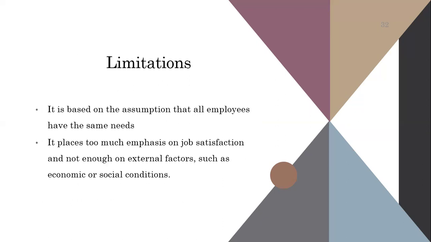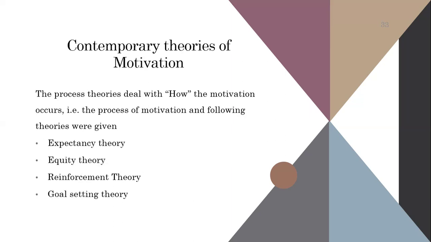So we have discussed the early theories of motivation. Right now I'm going to discuss contemporary theories of motivation. These are relatively new theories, and these mostly include the process theories, which deal with how motivation occurs, the process of motivation, and the following theories were given. Number one is expectancy theory. Number two is equity theory. And number three is reinforcement theory and goal setting theory.